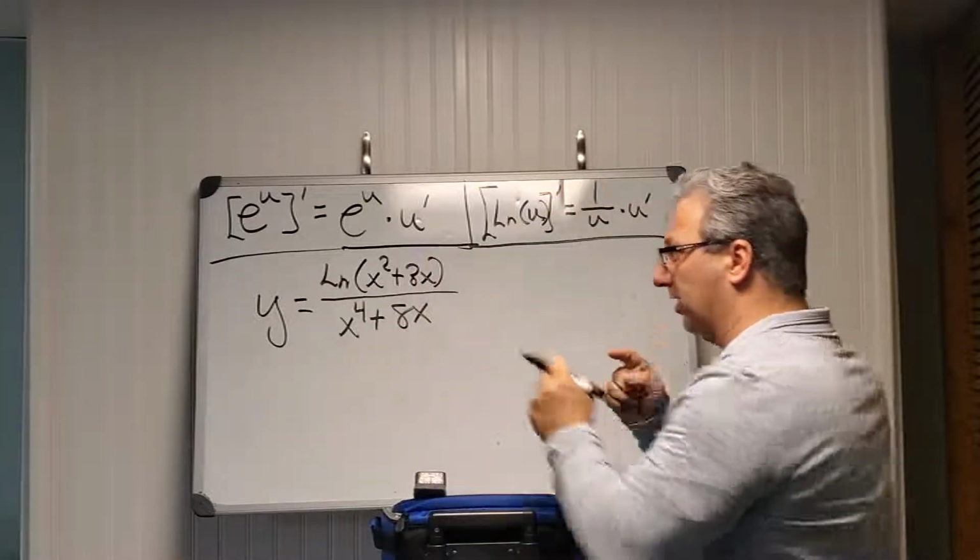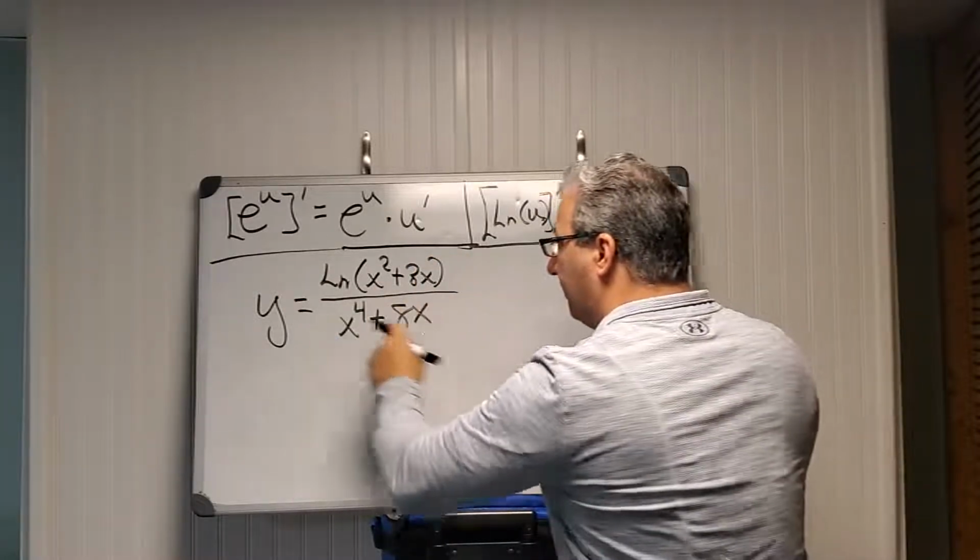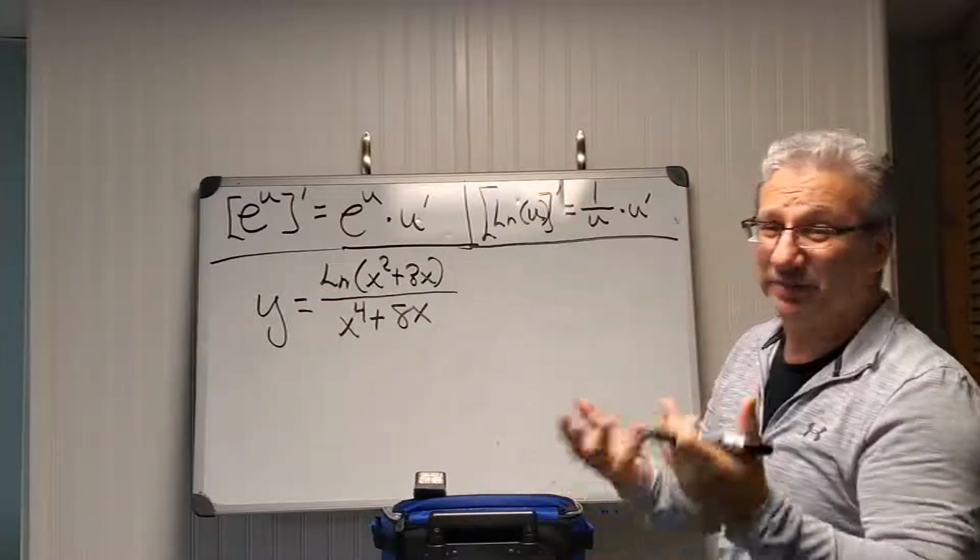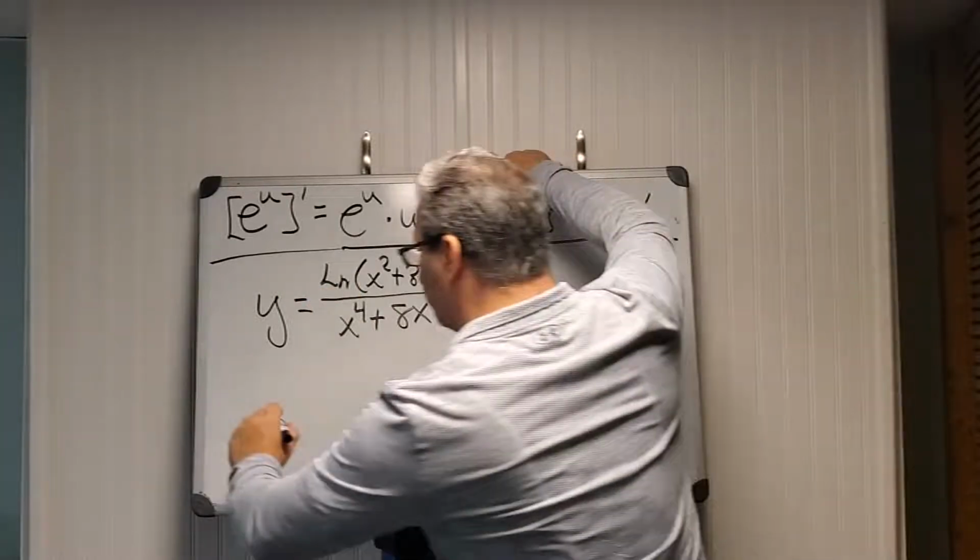When you plug in, I think about plugging in for x, what would you do? The denominator, the numerator, and then divide would be the last thing. That's why the quotient rule is key to me.